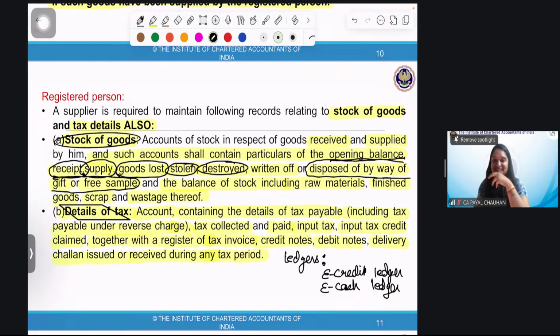ITC credit ka is that? We have electronic liability. Do you people remember? We have electronic liability register.